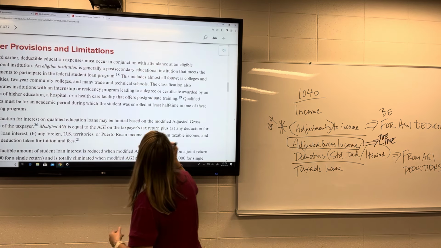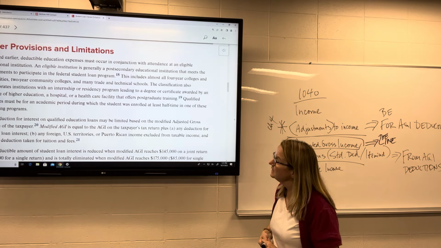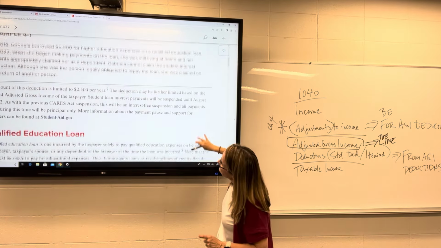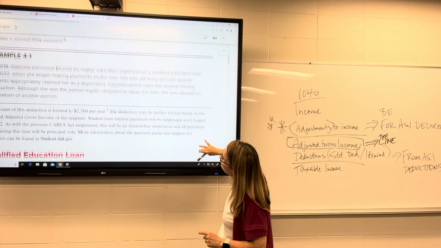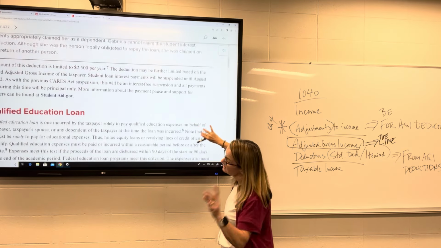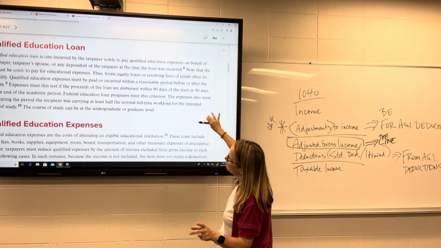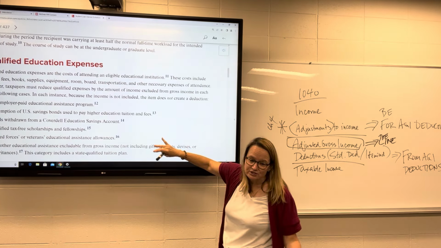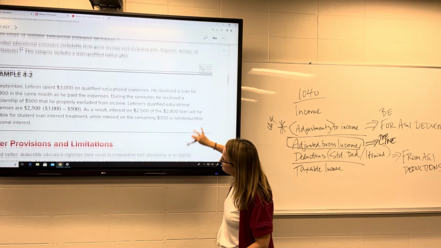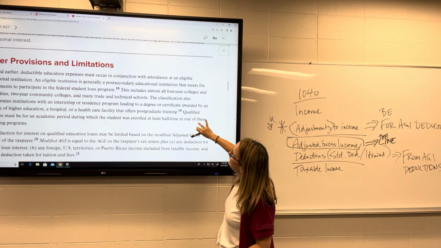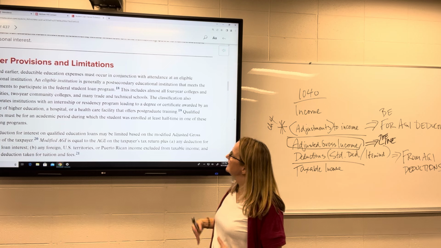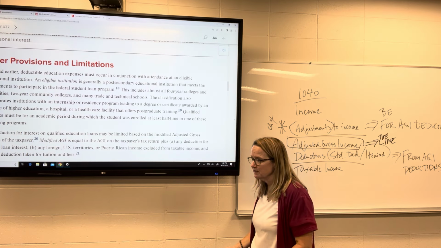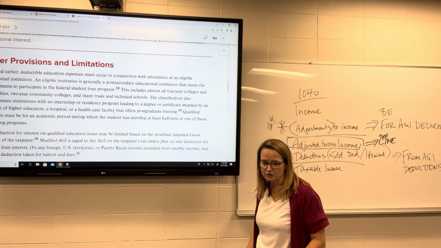So we have these qualifiers here. It has to be a qualified educational loan. You can't take more than $2,500. It has to be a qualified educational loan that was taken out to pay qualified educational expenses. And you have to attend an eligible educational institution. So it can't just be any old educational institution.